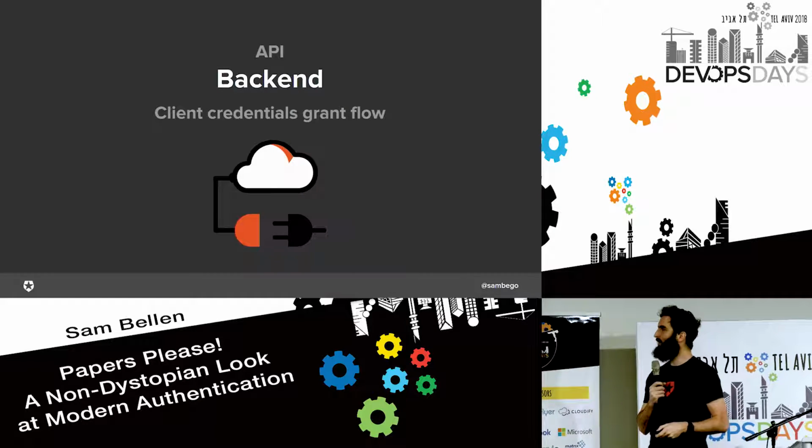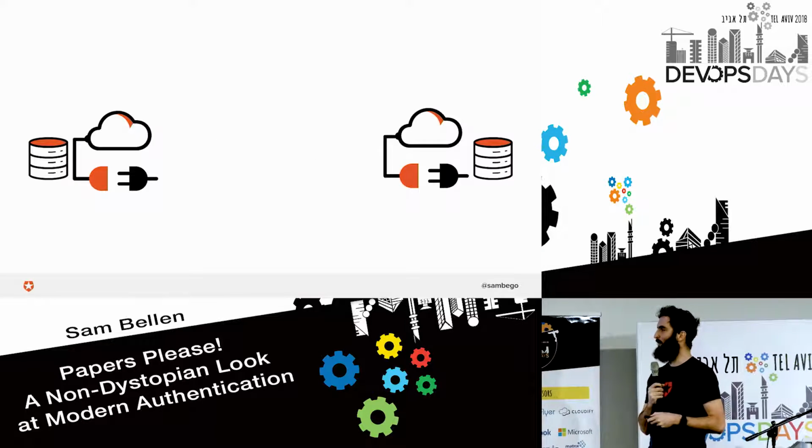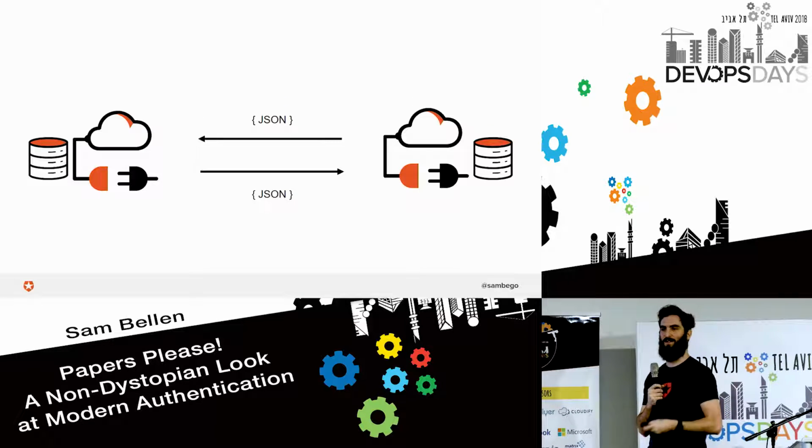The second one is how to do authentication with APIs or backends using the client credentials grant flow. And it basically goes like this. You have one API, you have a second API, it sends some JSON to the other one, it responds OK, or it returns some JSON. Straightforward.